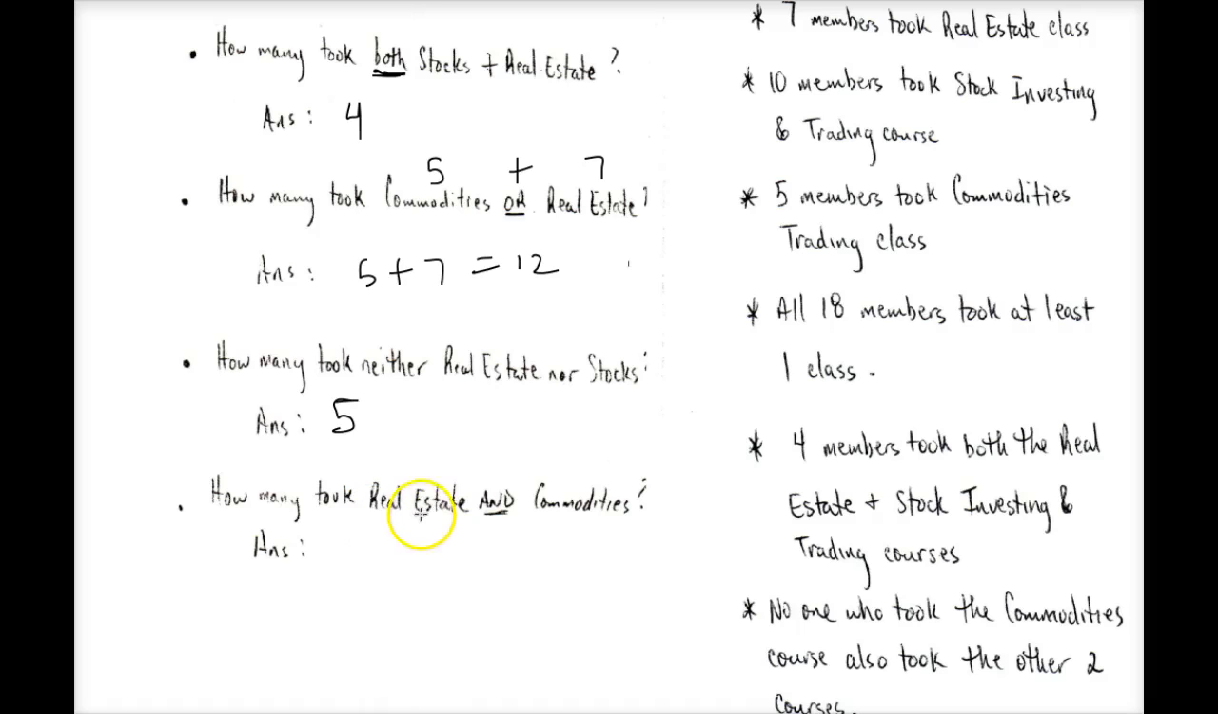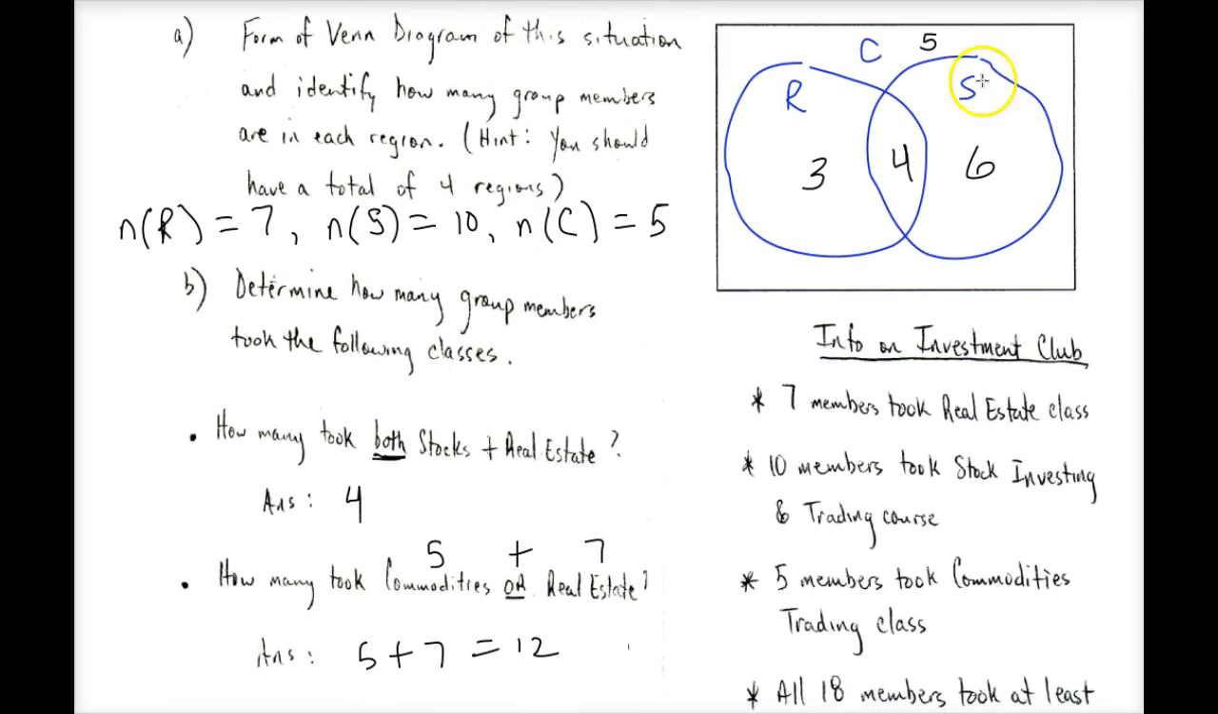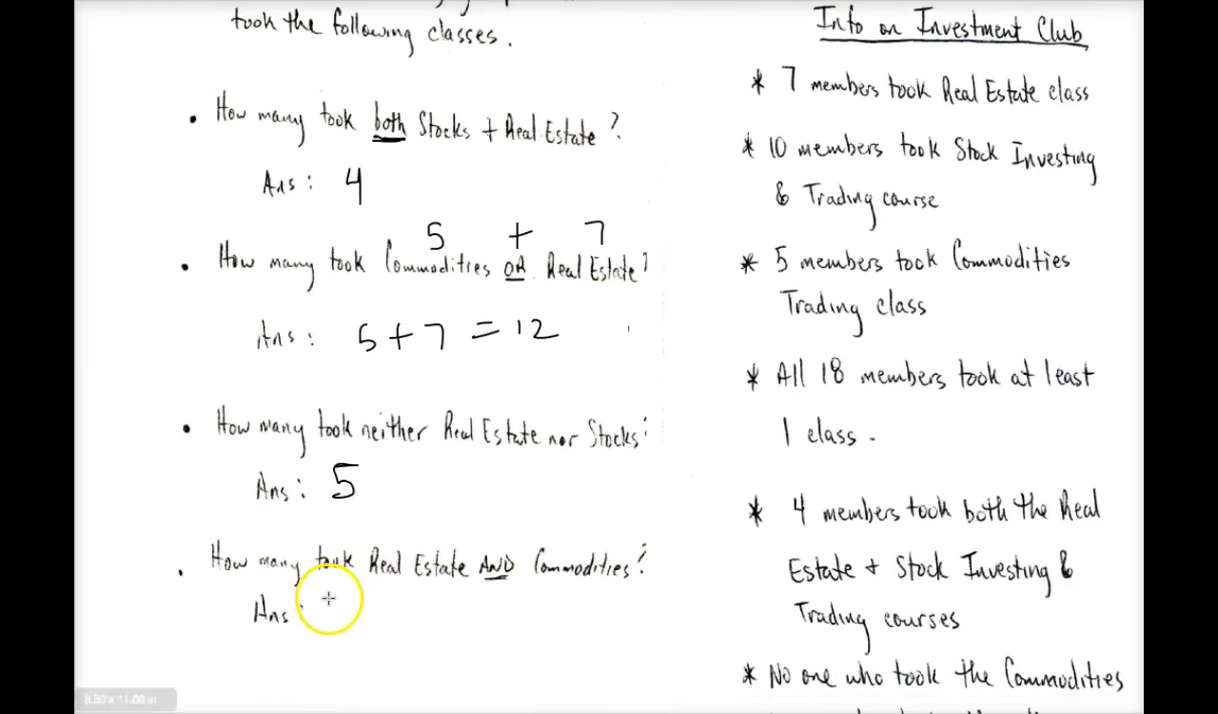Then the last question is, how many took real estate and commodities? Okay. And so, and meaning they took both classes. And if you notice, everyone who took the commodities class did not take either the real estate or the stock class. So the answer to that question would be 0. Okay. And so that's how we can actually take a word problem and from that form a Venn diagram. And then from the Venn diagram, we can easily come up with some answers to questions analyzed in our situation. Now let's look at our next example.